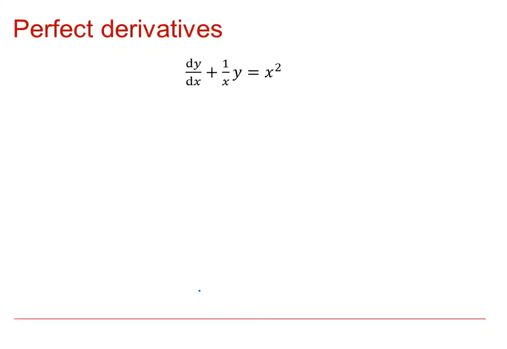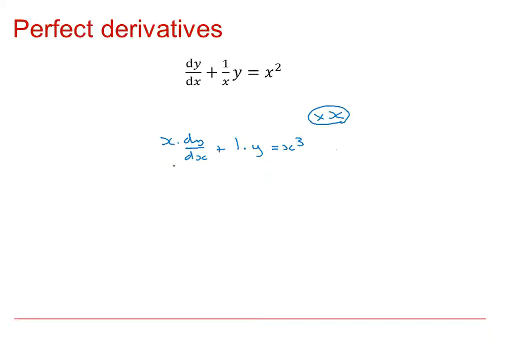If we now look at something like dy by dx plus 1 over x times y equals x squared, I'm going to take this and multiply both sides by x. It may not be obvious why at the moment, but all will be explained later. If I multiply through by x for this linear problem, I get x times dy by dx plus 1 times y equals x cubed.